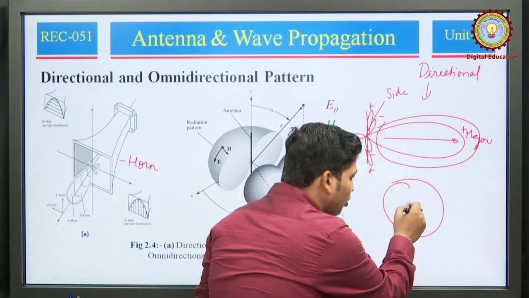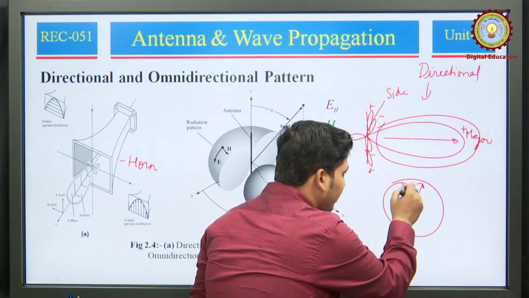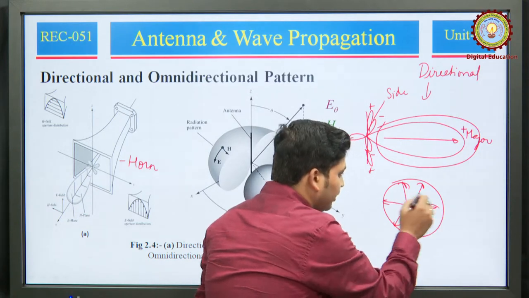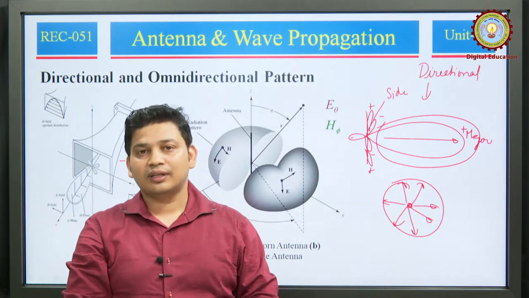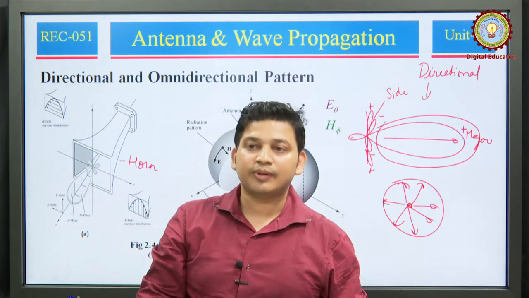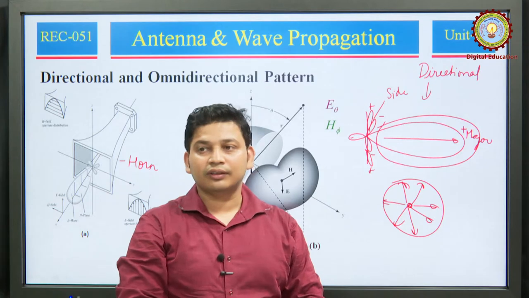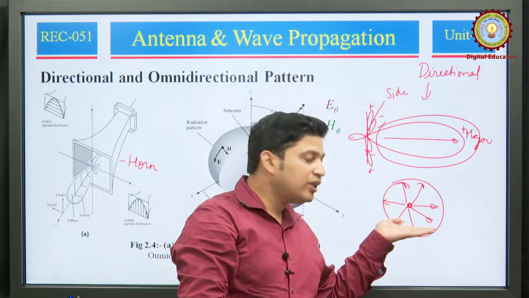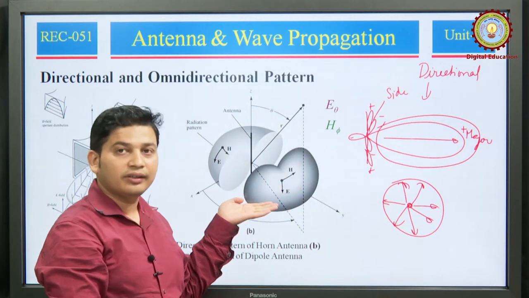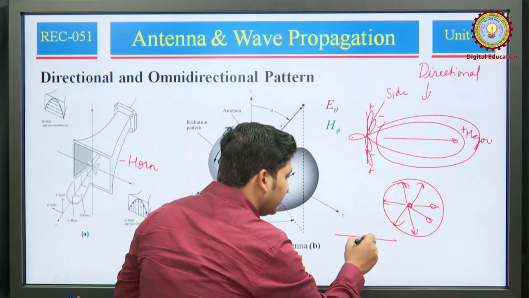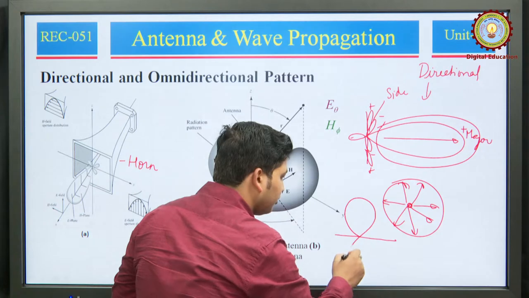Only an isotropic source can radiate equal magnitude in all directions, and it is a hypothesis. An isotropic source is not possible at all. There is no such source which can radiate equally in all directions. So, to counter this, we develop the omnidirectional antenna. The omnidirectional antenna radiation pattern is nothing but a figure of 8.